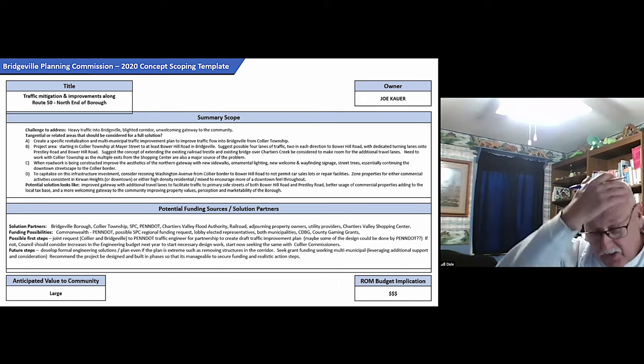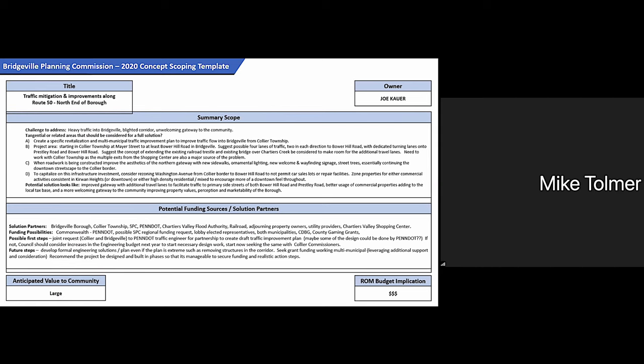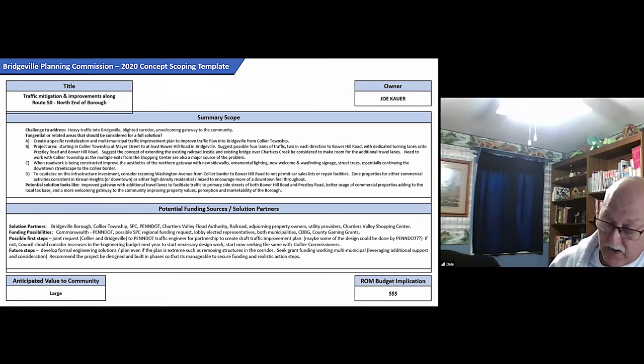Possible first steps for a solution: a joint request from Collier and Bridgeville to the PennDOT traffic engineer for a partnership to create a draft traffic improvement plan. Maybe some of the design work could be done by PennDOT. If not, council should consider increases in the engineering budget next year to start necessary design work. Start now seeking the same with the Collier commissioners.